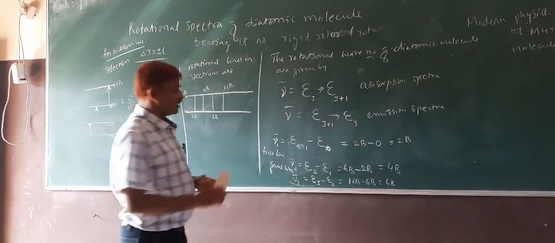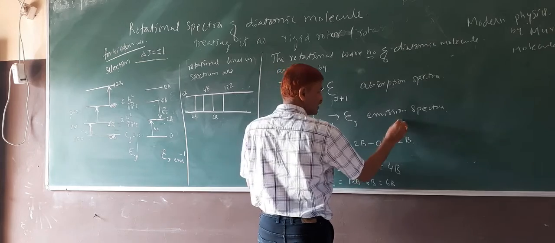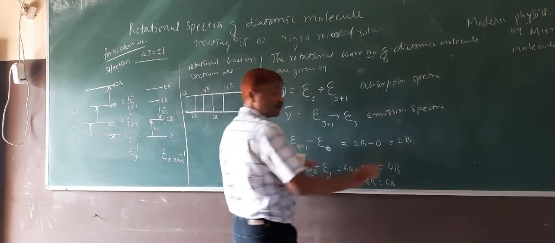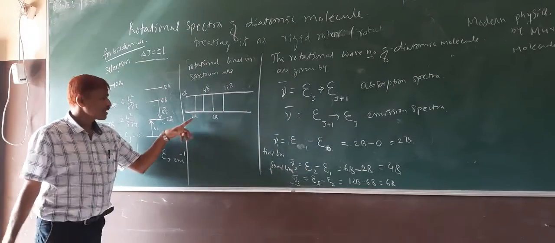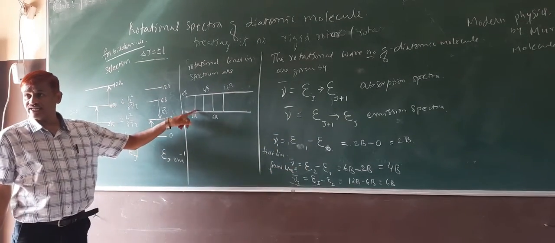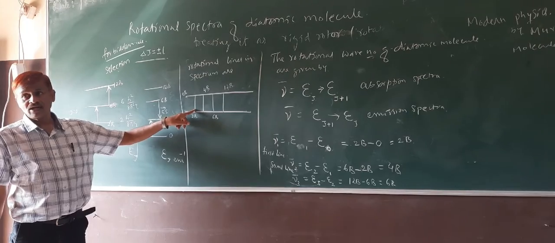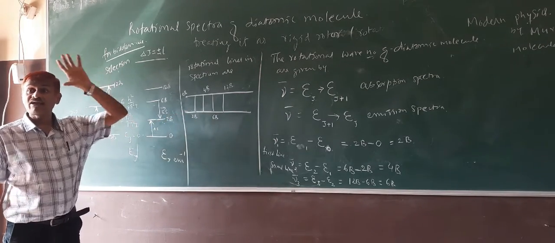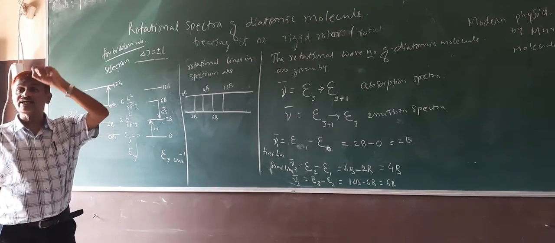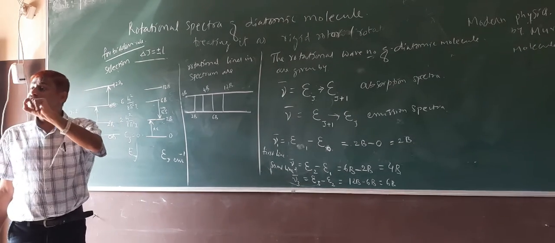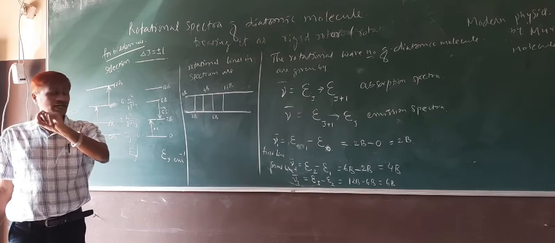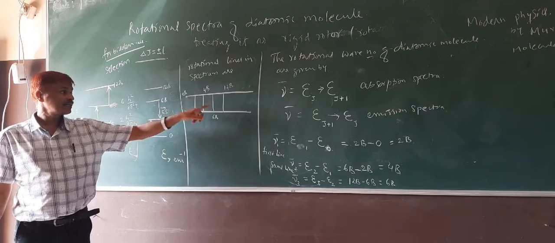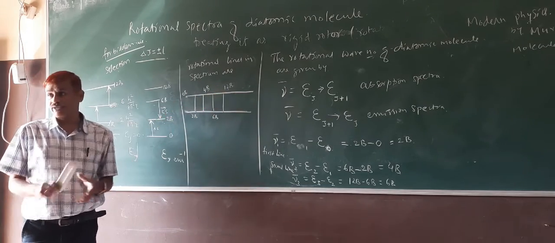These are the lines possible. This is the first line, there is no line. It is the 0 state. From the first line you will get 2b. This is the wave number. The first line in the rotational spectra is of energy 2b. That line corresponds to an energy 2b. The second line corresponds to an energy 4b. The third is 6b. This is 12b.